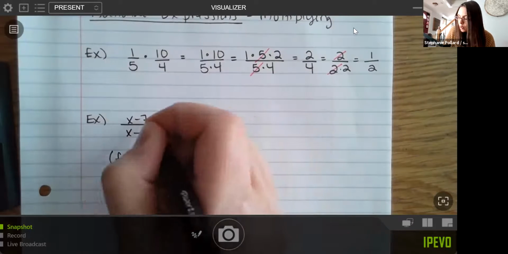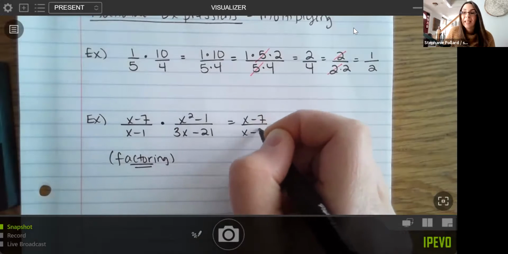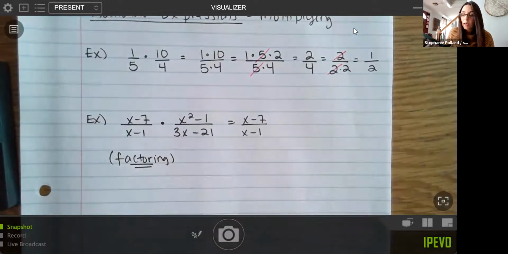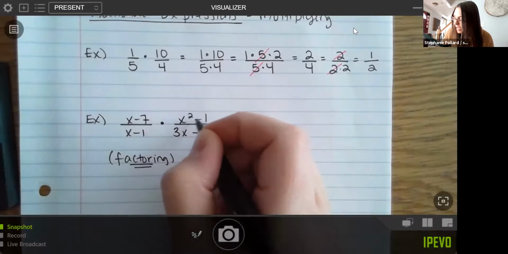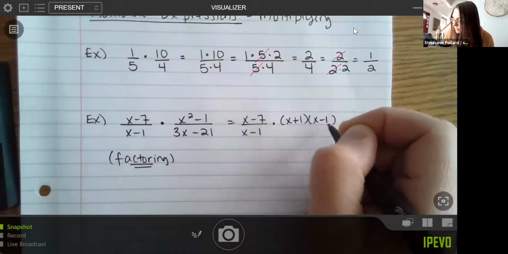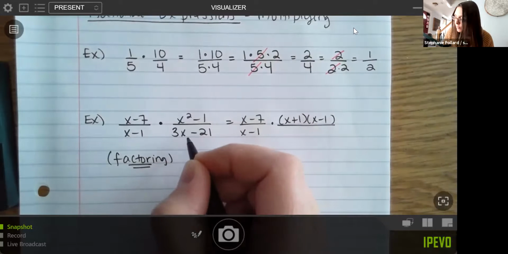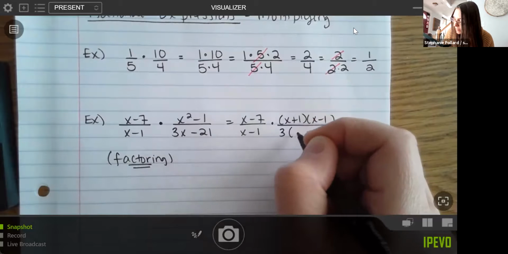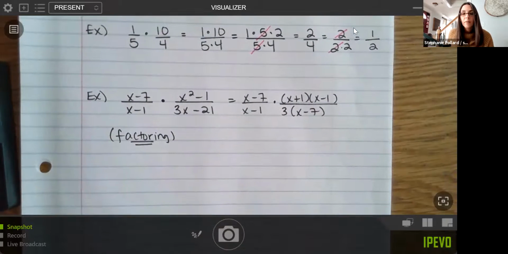So this first polynomial has nothing to factor. There's no GCF to really take out, just 1, and there's no squares. But for this one here, I can factor this. X squared minus 1 is x plus 1, x minus 1. And then I do have a GCF of 3, so a common value of 3 here that I can factor out, and I have x minus 7. Now remember that you multiply just straight across.